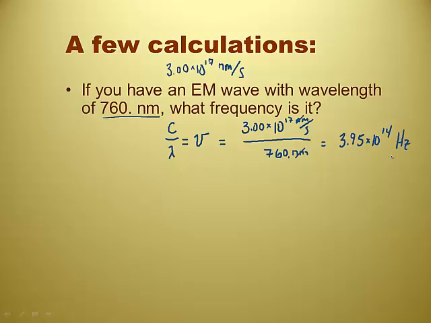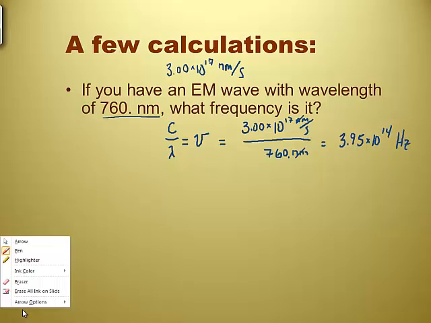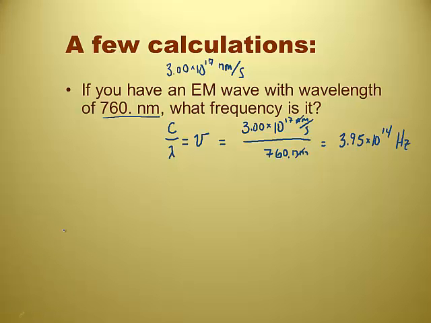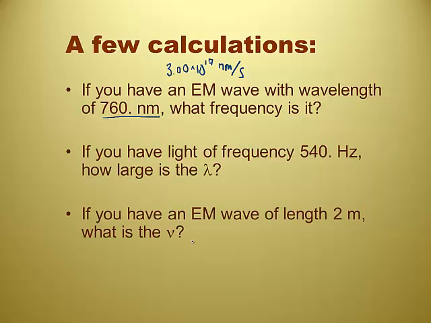It's kind of funny, too, because 760 nanometers is just around the red wavelength of light, right? That's got to be in the infrared range somewhere next to the red light, isn't it? Long wave. All right, another example.